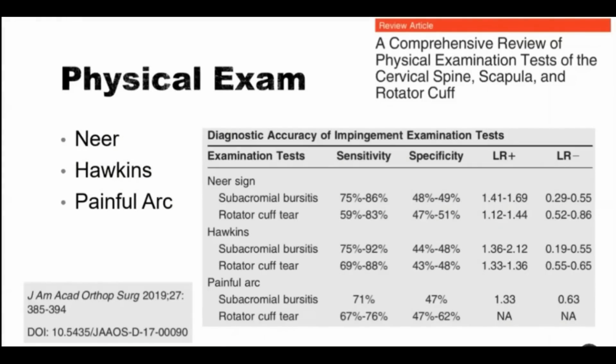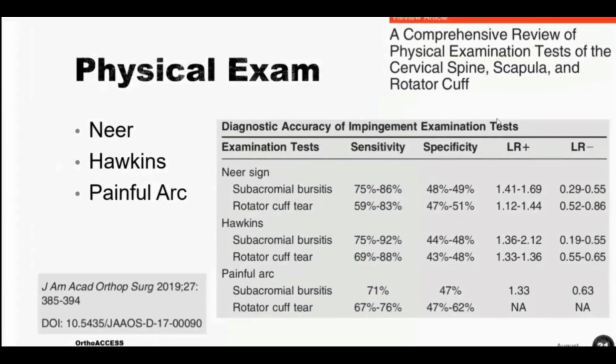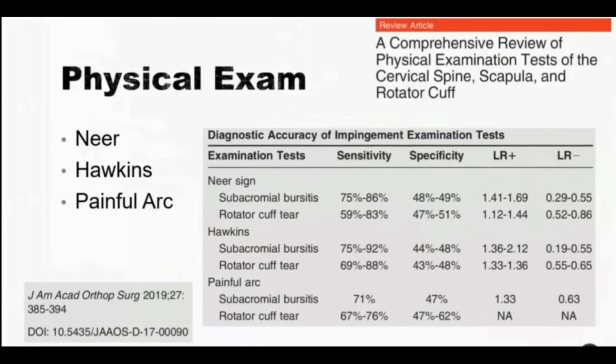So Neer and Hawkins and the painful arc tests are very helpful impingement-type exams, and you have the different percentages of sensitivity and specificity, but these are all really helpful. Winston touched a little bit on the Neer test and Neer sign. I can't remember if the subsequent slides go into it, but I mixed these up, so Jeremy and Winston, correct me.